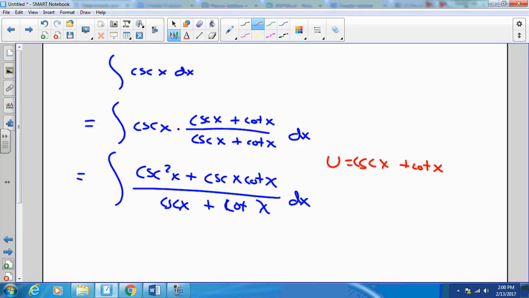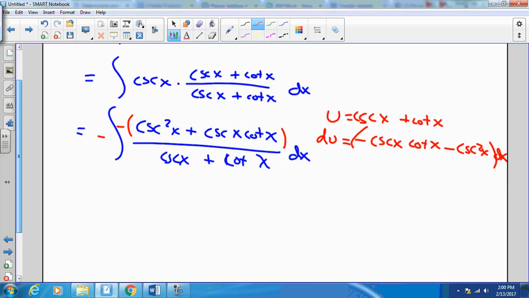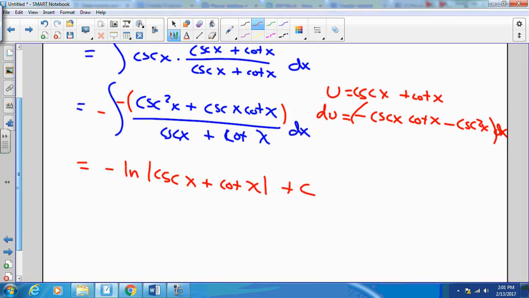So if u is cosecant plus cotangent, then du will be negative cosecant x cotangent x minus cosecant squared x, all of that dx. This is the opposite of that. Okay. So I can repair with a minus 1. And when I do, I get negative integral of du over u, which is the negative log form. Just like this.